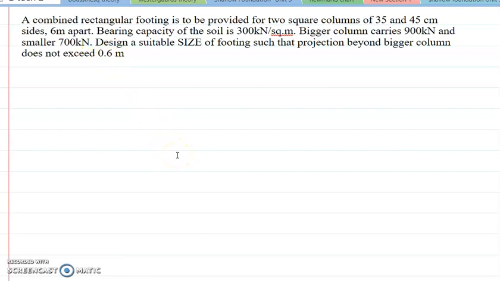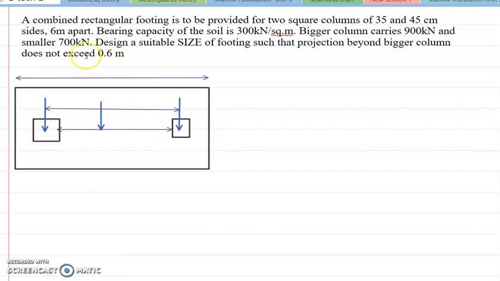So how will the figure look? Now this is a rectangular footing. Again, the diagram will not be given to you in your problem statement. You have to construct the figure based on the problem statement. Now this is a rectangular footing, correct? And you are allowed to keep cantilevers for both the columns. So I've just drawn a typical figure.